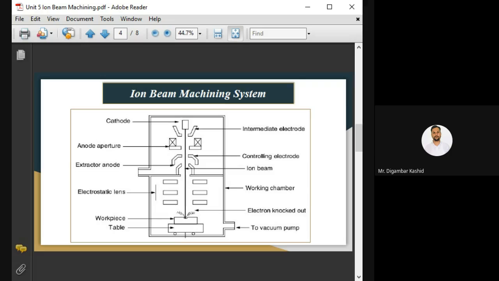I request all of you, please draw this diagram.